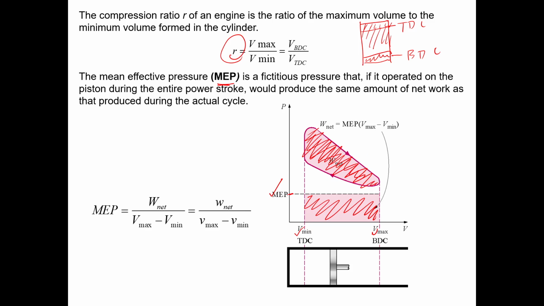For example, let's say a particular question says you get 100 watt output. Then what is the mean effective pressure? Mean effective pressure equals 100 watt divided by Vmax minus Vmin. That is what it means. In some questions you may be asked to find the mean effective pressure. Then this is how we can find it.